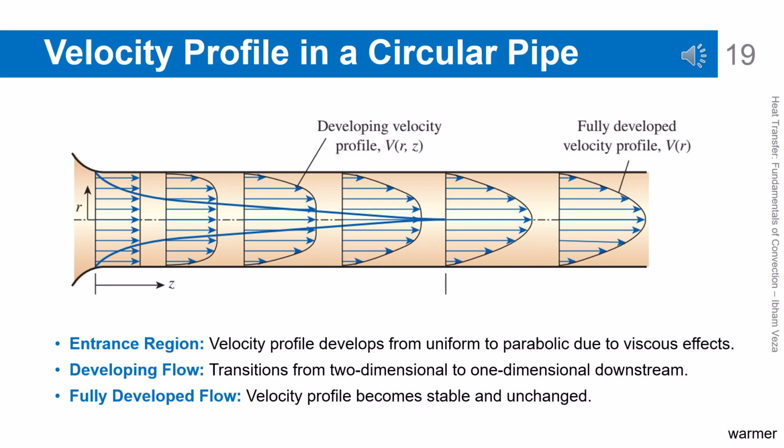Velocity profile in a circular pipe. In the entrance region of a pipe, the velocity profile changes from uniform to developing due to viscous effects. As the distance increases, the flow reaches a fully developed condition with an unchanged profile. This region is called the fully developed flow region. The length of the entrance region depends on the Reynolds number and fluid properties. This understanding is important for analyzing pressure drop and heat transfer in pipes.